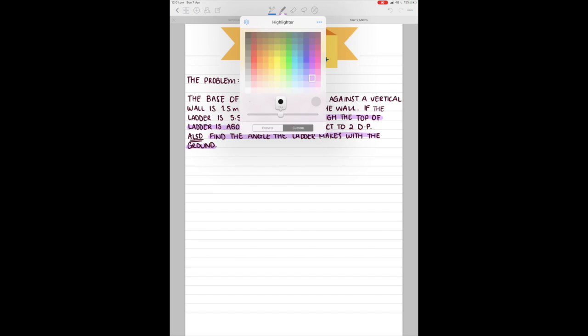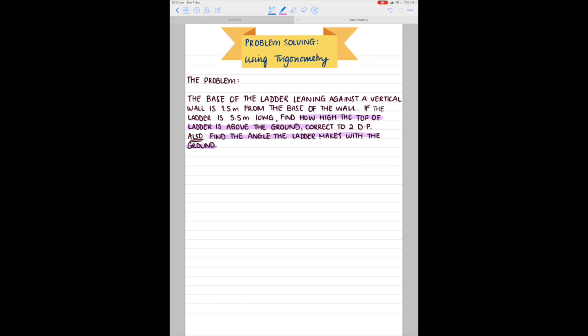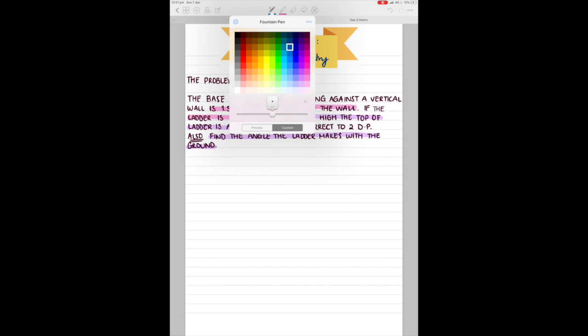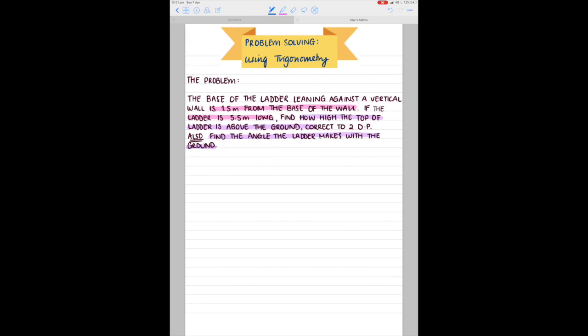So let's go back and look at the key information we've been given. We're told that the base of the ladder leans against a vertical wall, and that's 1.5 meters from the base of the wall. We're also told that the ladder is 5.5 meters long. What I would always recommend, especially if you're not given one in the question, is to draw a diagram. It's going to make a world of difference, and it'll help you piece together the information and figure out what exactly you're looking for.